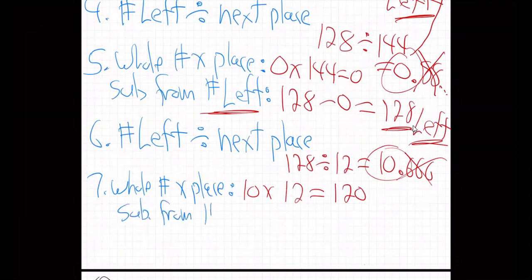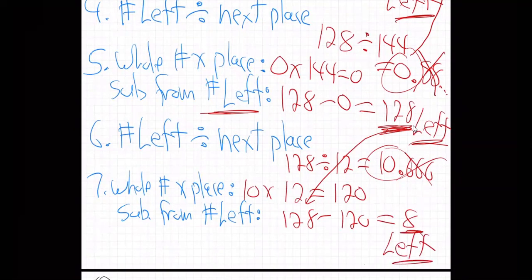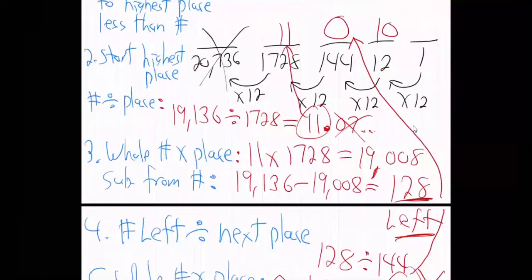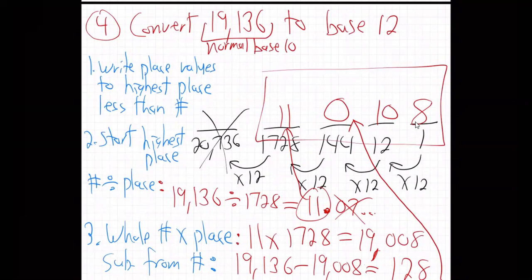And then you subtract from the number left, right? What number is left? 128. Subtract 120, 8 left to go. That's our final answer, isn't it? 8. And there it is. We've solved the problem. We've changed the 19,136 normal base 10 number to a base 12 number, which is 11,010,8. That is the base 12 answer.